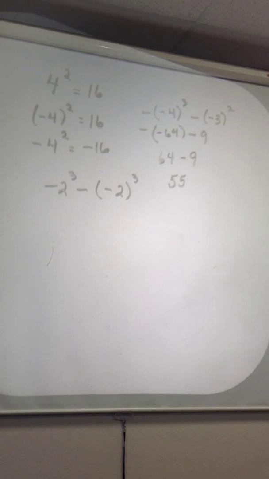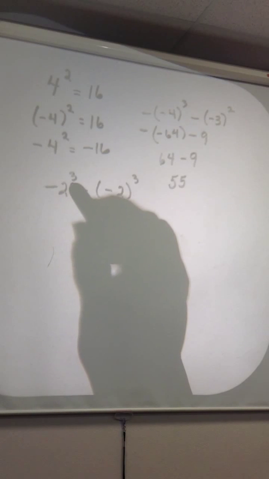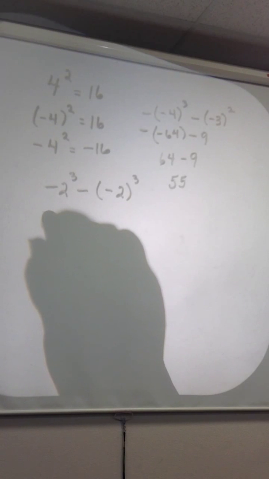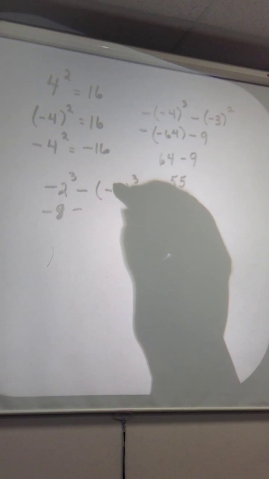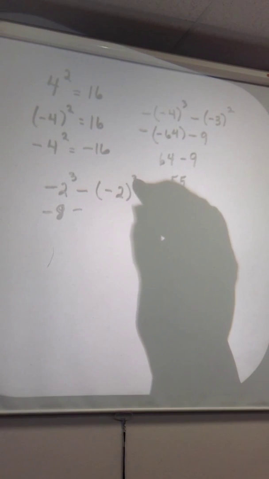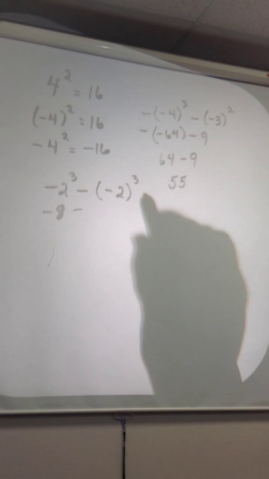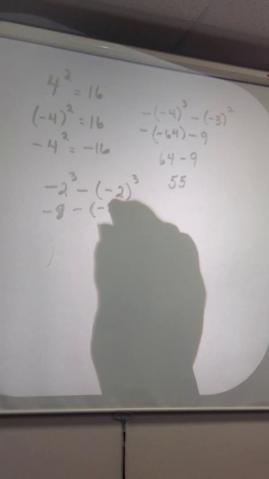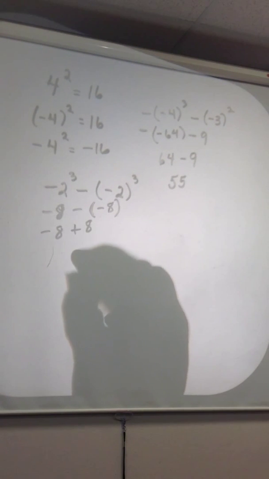All right, what is this? Negative 2 to the third power. There's 2 to the third power. Negative 8. It's 8, and this makes it negative. So it's negative 8. Okay? Minus. Now, what is negative 2 to the third power? It's negative 8. Okay? So that means we have negative 8 plus 8, which gives us 0.